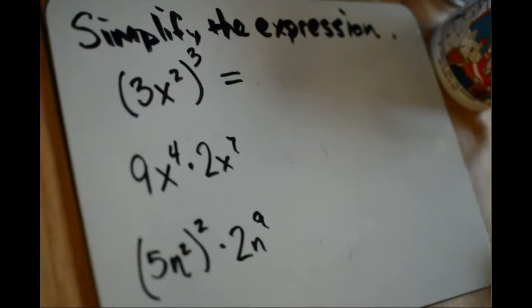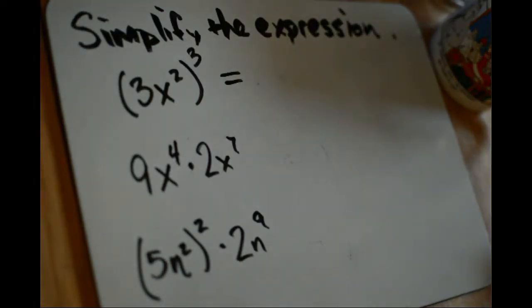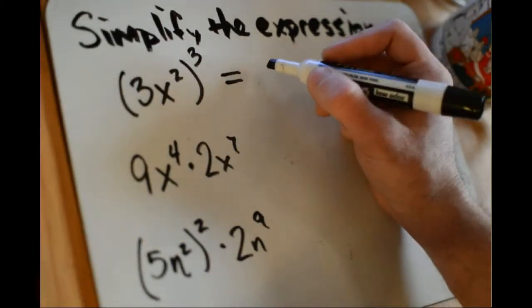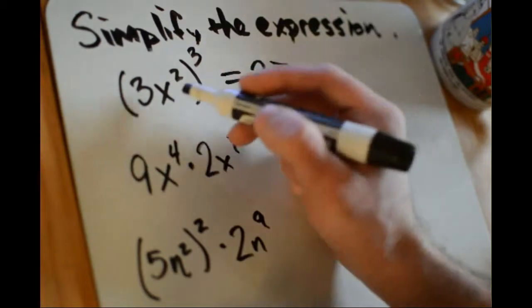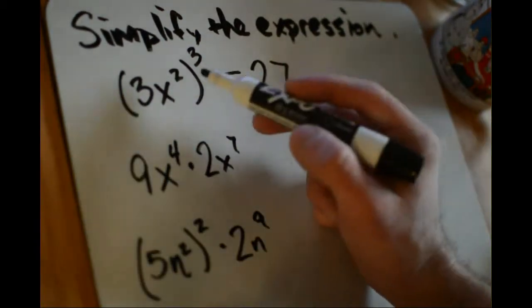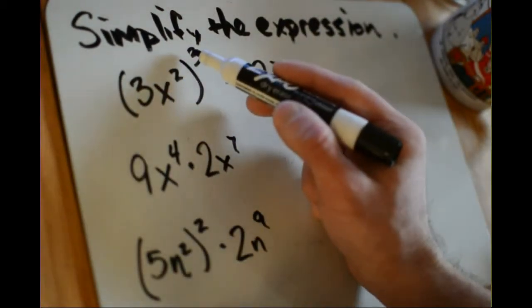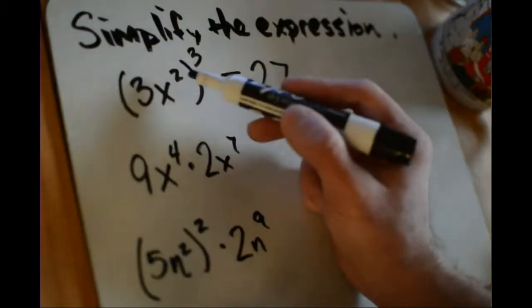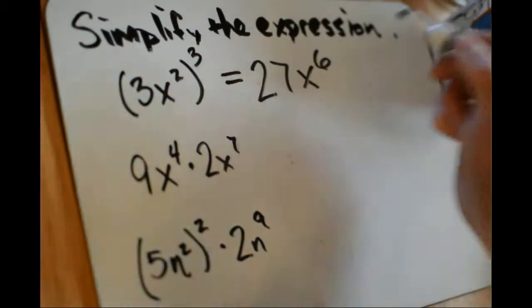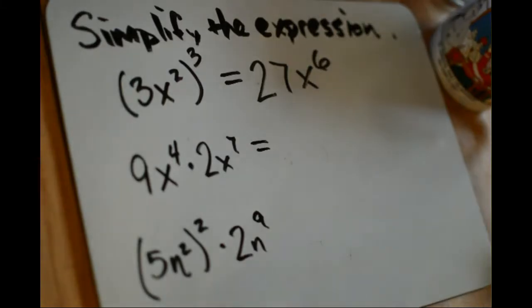Since we have 2 factors in here, 3 and x squared, both of those parts are being raised to the third power. So 3 to the third power is going to be 27, and x squared to the third power, we have a power to a power, so the rule is we are multiplying these exponents and getting x to the sixth. So 3x squared raised to the third is 27x to the sixth.